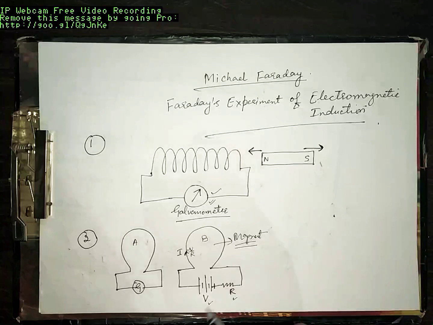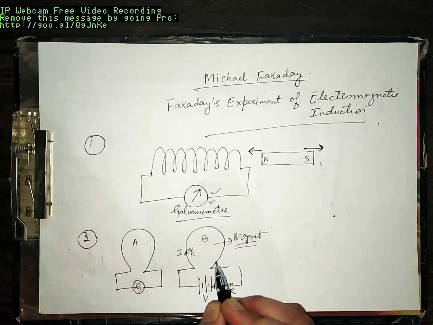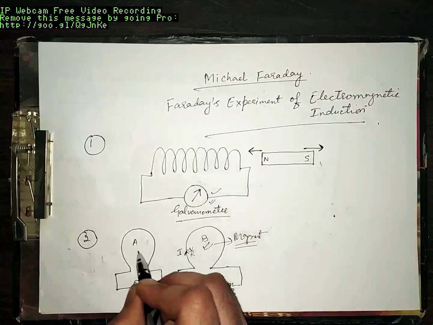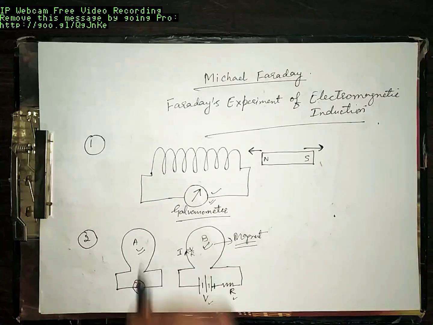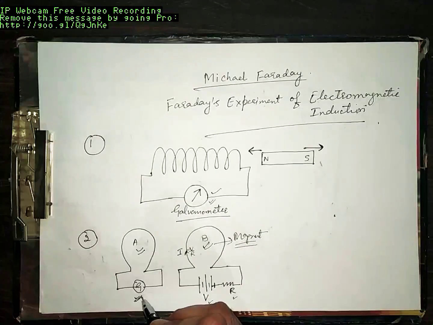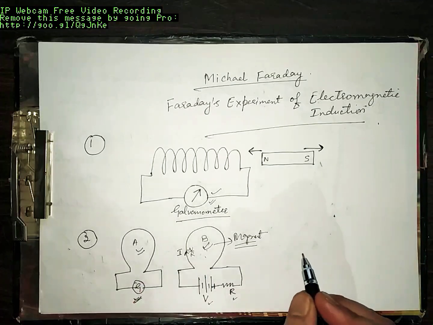Now when Faraday pushed this coil towards coil A, that means Faraday pushed coil B towards coil A, again this galvanometer showed deflection. Then he pulled this coil B away from coil A. Again this galvanometer showed deflection.